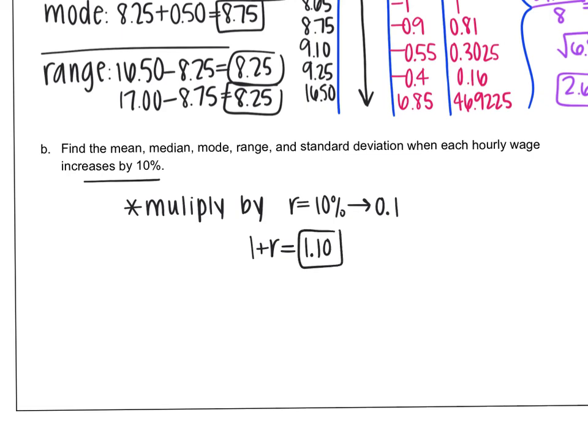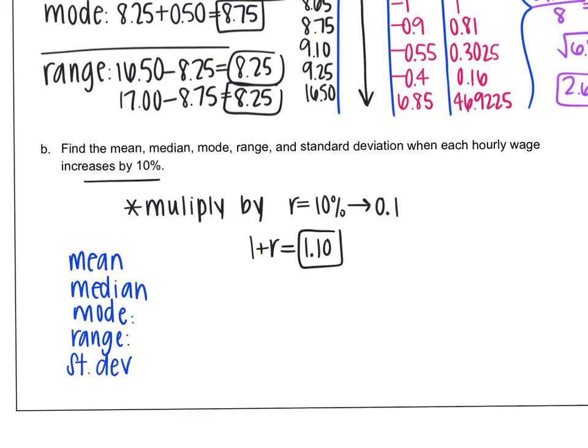or 1.1. So what I'm going to do is take my mean and multiply it by 1.1. I'm going to take my median, my mode, my range, and my standard deviation, and multiply them all by 1.1 to get my new values. So my original mean was 9.65, I'll multiply it by 1.1, and I'll get my new mean of 10.62. My old median was 8.7, I'll multiply that by 1.1, and I'll get my new median of 9.57.